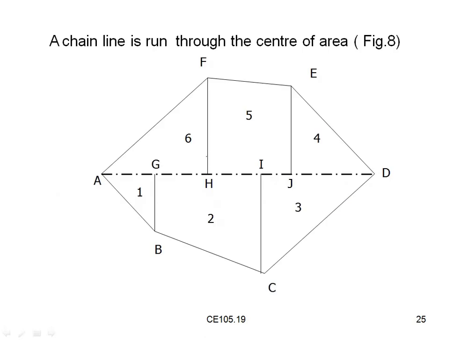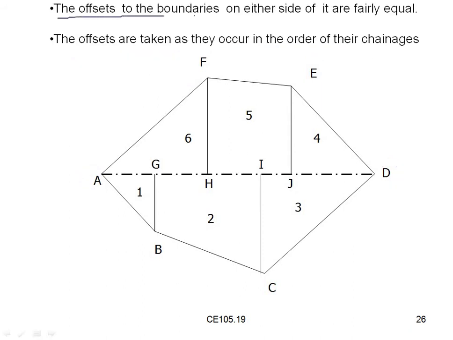This is our diagram. A chain line is run through the center of the area. The chain line here is from A to D. We are measuring the total area of this figure. We take the perpendicular offsets and take the point from B. The offsets to the boundaries on either side of it are fairly equal. These are the offsets at F, E, C, and B, the offset points which are taken from the chain line.